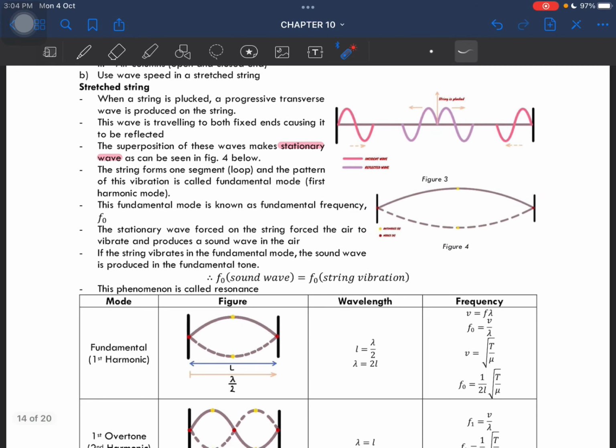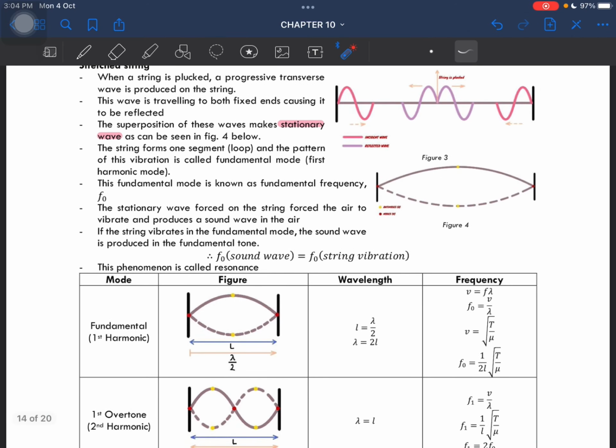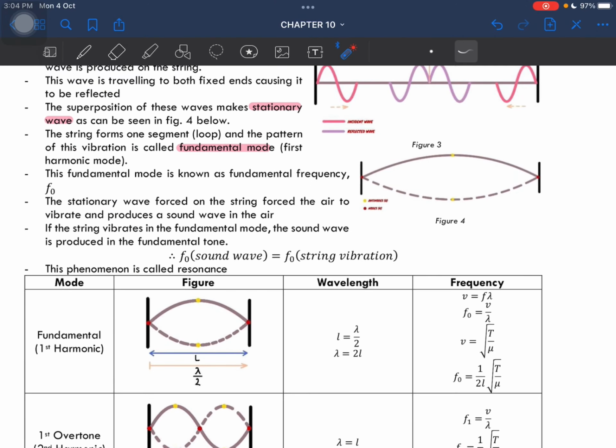Okay, so the string will form one segment, which is a loop, and this pattern of vibration is known as the fundamental mode, which is the first harmonic mode. This fundamental mode is also known as the fundamental frequency, which is f note. The stationary wave formed on the string causes the air to vibrate and produces a sound wave. If the string is vibrating in the fundamental mode, the sound wave will produce a fundamental tone.